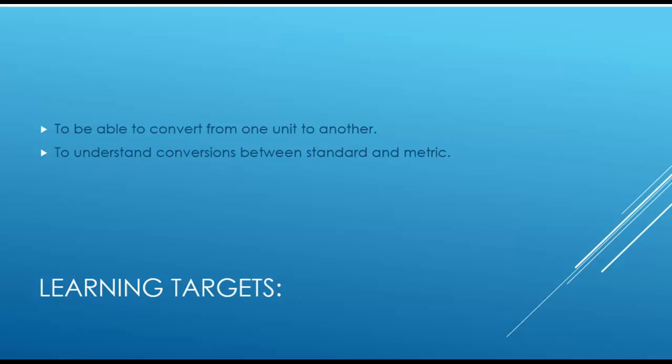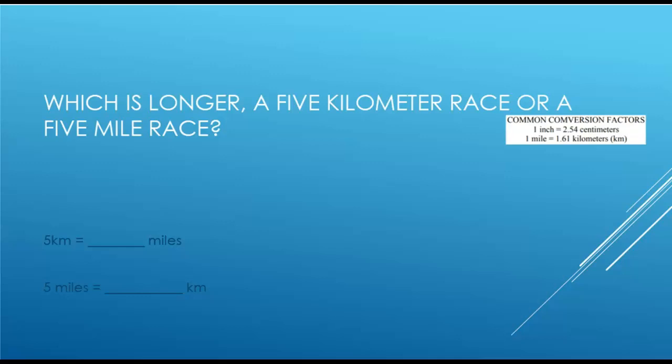between standard and metric. Our first example is trying to figure out which is longer, a 5-kilometer race or a 5-mile race. And we can't do this unless our units are the same. So we can either change 5 kilometers into miles, or we can change miles into kilometers. I'm going to show both.